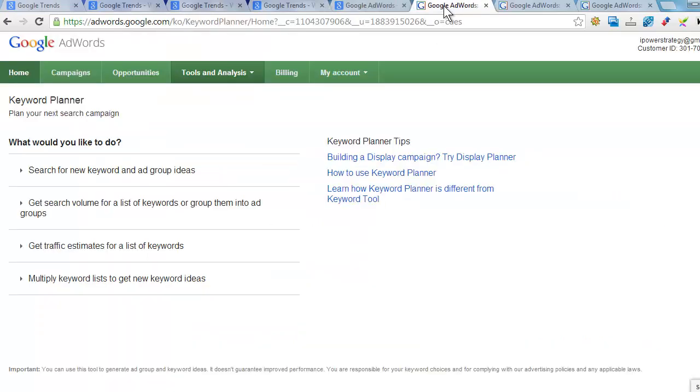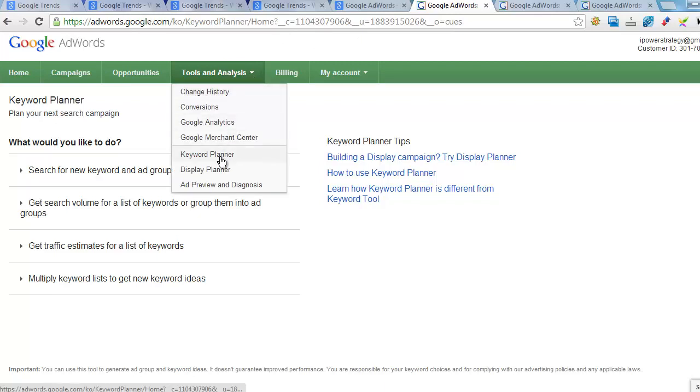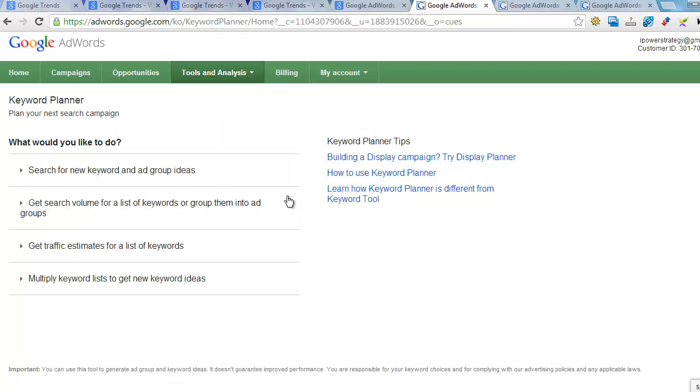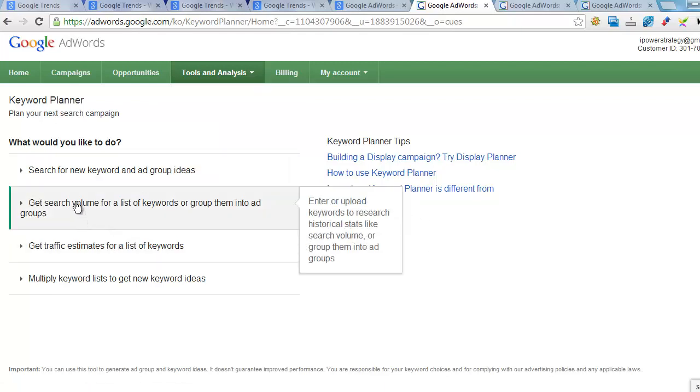So now I'm in my account and I click on Tools and Analysis and I choose Keyword Planner. So that's where I am right now. And now I'm going to choose this one, the second one, get search volume for a list of keywords. You can use any of these, but this one is really very useful for demonstration purposes.